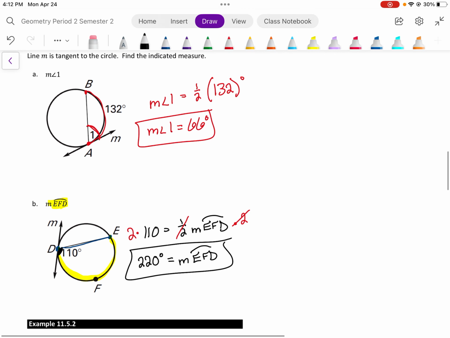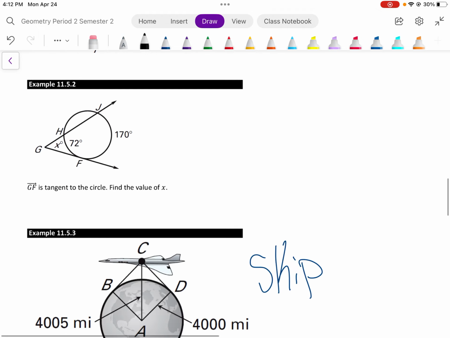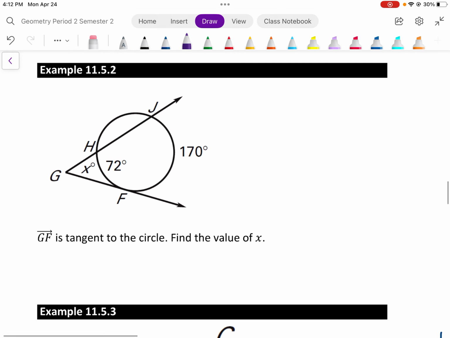Okay, so both of those were very similar examples, just one solving for the angle and one solving for the arc. Next, we're going to practice with angles that are outside of the circle. So the angle measure that's formed outside the circle is going to be 1/2 the difference of the two arcs.